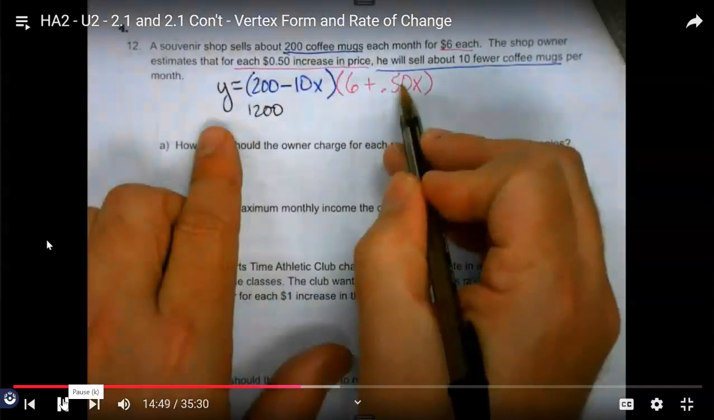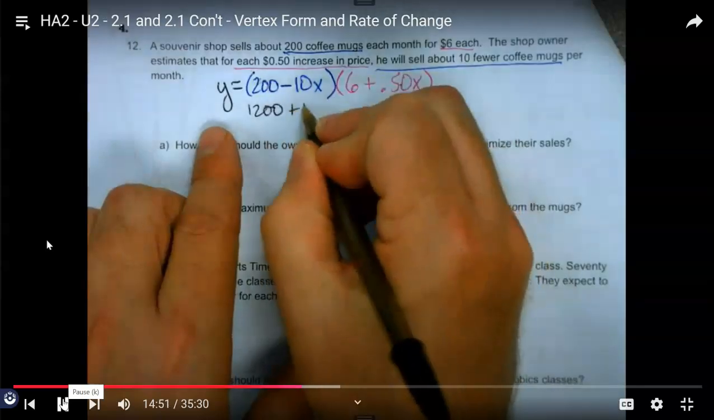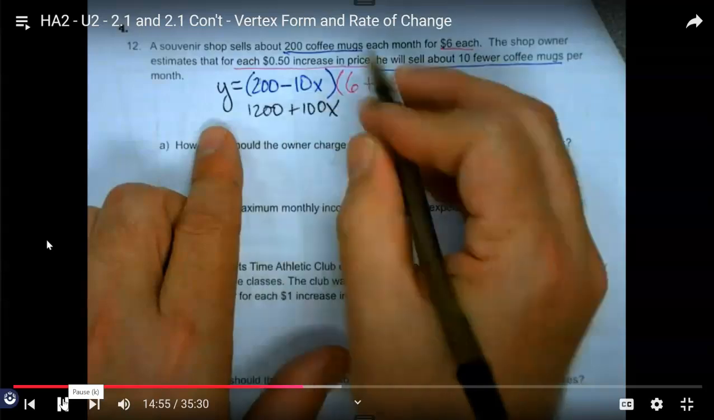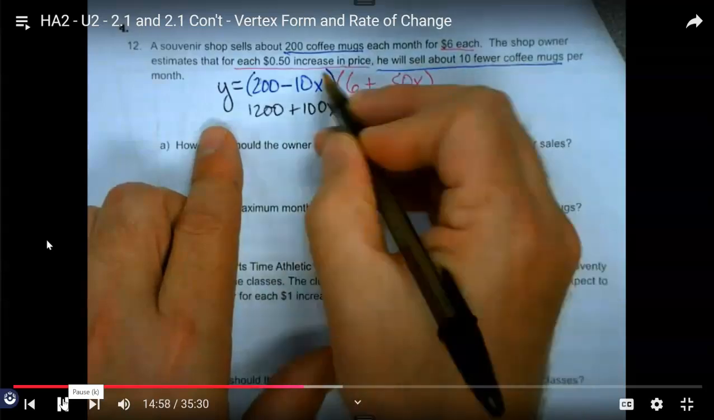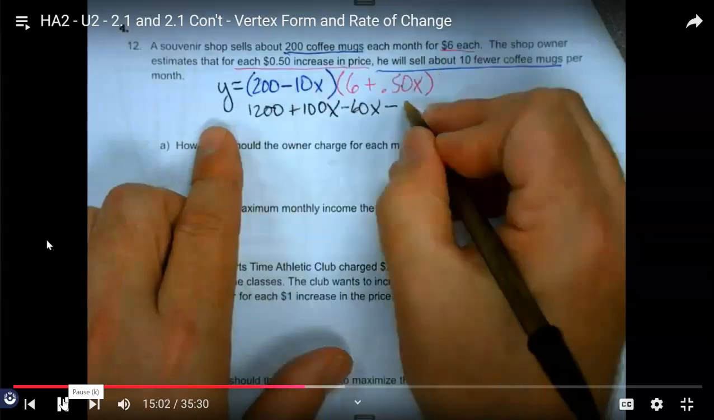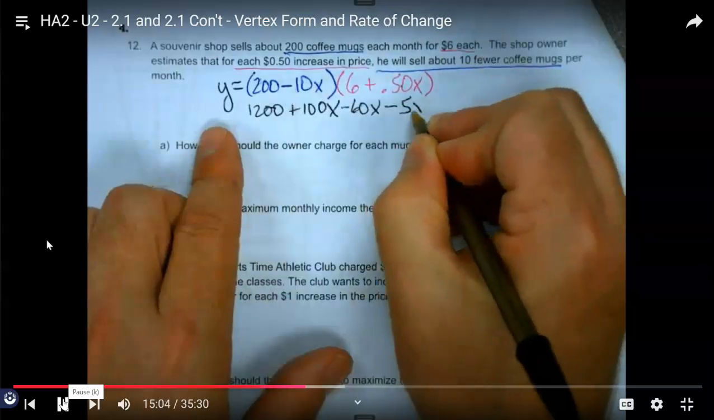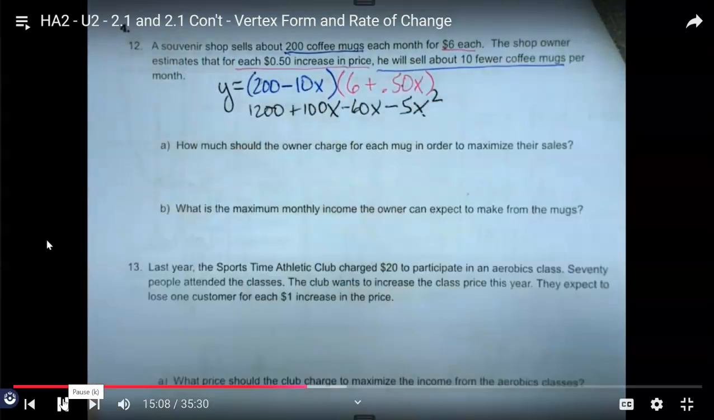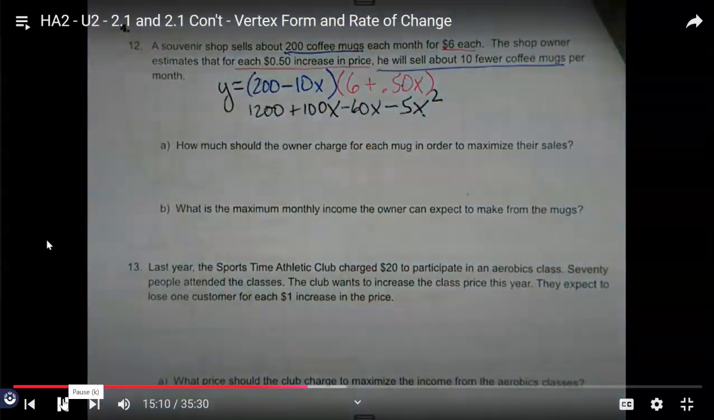So if I FOIL it out, I got my first, I got my outer, so half of 200 is 100. My inner, 6 times negative 10 is negative 60. And my last, half of negative 10 is negative 5x squared. X times x. Details that we got to watch for.